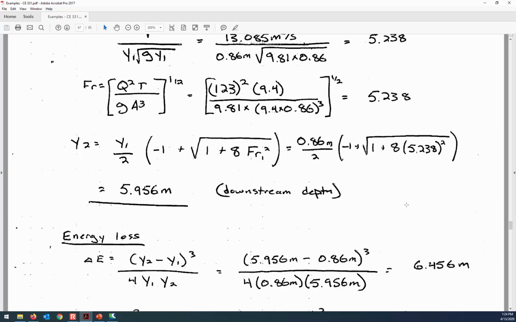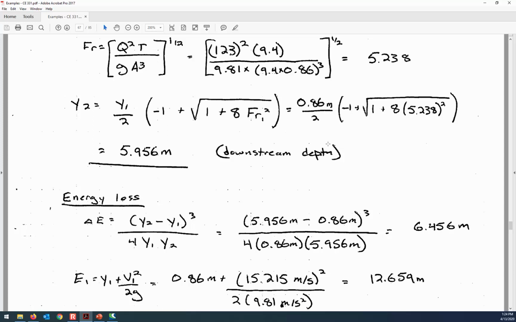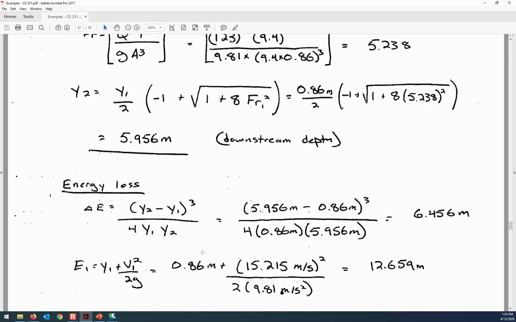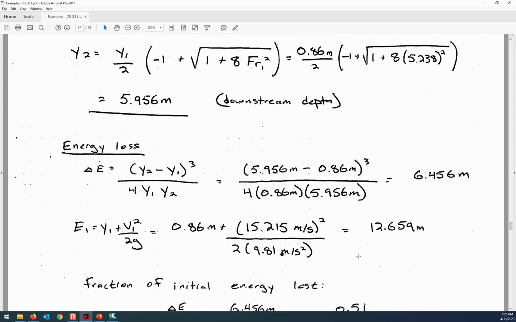So let's find out how much energy was there upstream before the jump occurred. Energy is the depth and the velocity head. Not much of the energy exists as the depth. When you have supercritical flow, only 0.86 meters of energy is as depth. The majority of the energy in this example, upstream, before the jump, existed in the velocity head. And so we have 12.6 meters of energy. Almost all of that is in the velocity head because the water's moving so fast. So we're losing 6 meters out of 12. That's a pretty substantial energy loss.